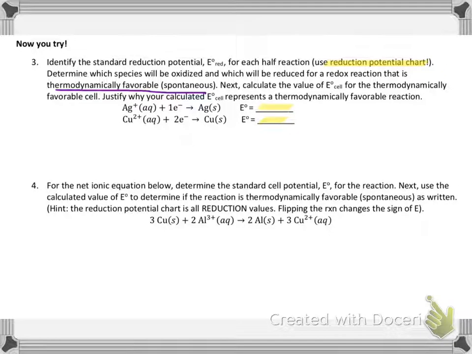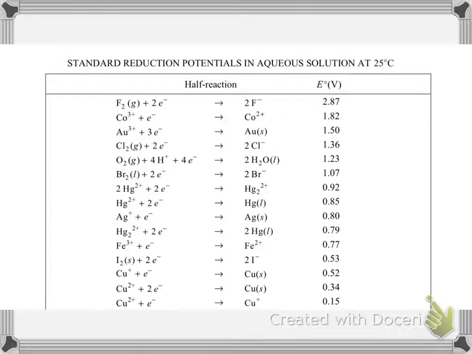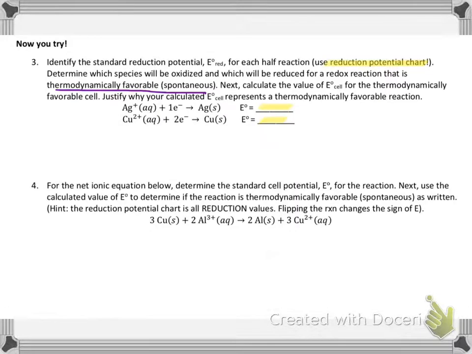So first, take a moment. Your list of cell potentials. Let me remind you what that looks like. It looks like this. It's in the very back of your book. It's on the other side of the formula chart. So find that, determine these reduction potentials, and then calculate the E cell value. When you are ready to check your answers, unpause the video.